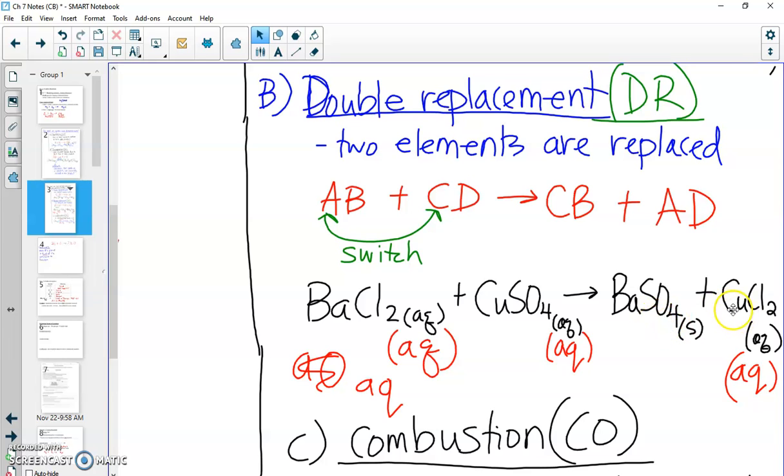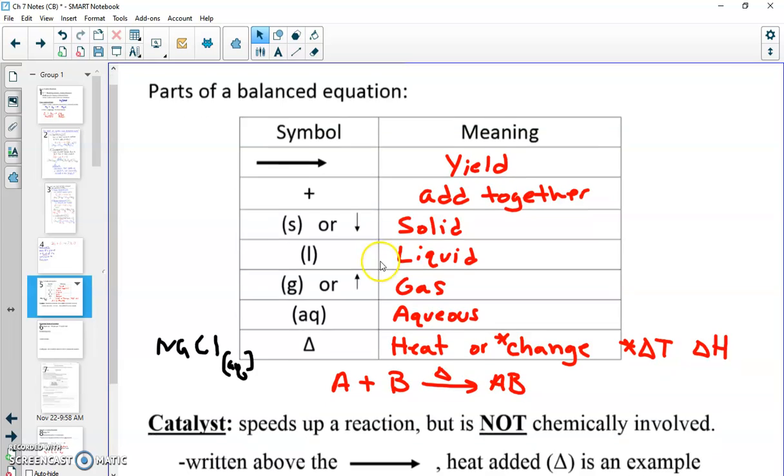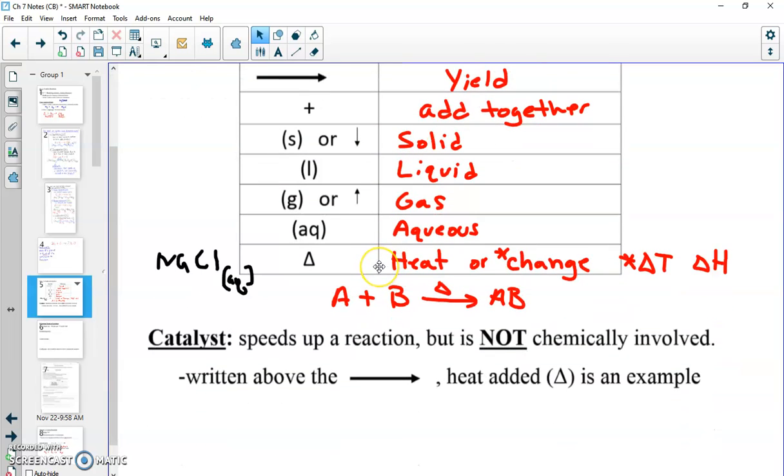Now the next one, CuCl2, right? Copper and chlorine, copper chloride, also an ionic compound, AQ, meaning dissolved in water. So that one's a hard one to deal with, but once you have it, and if you have it there, you're going to be just fine. All right. Also, don't forget dissolved in water.